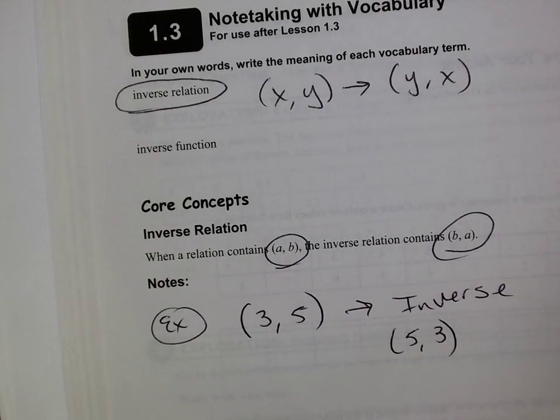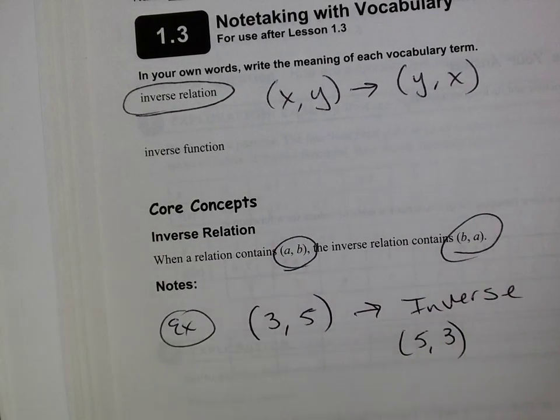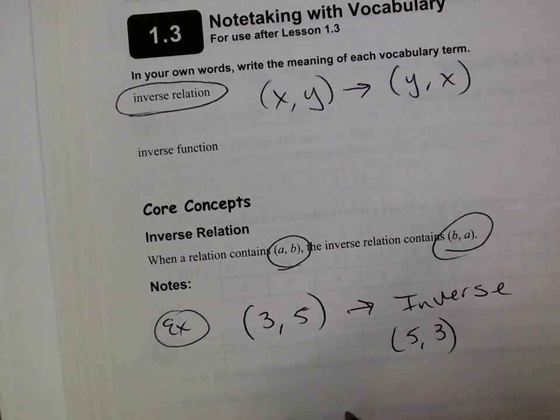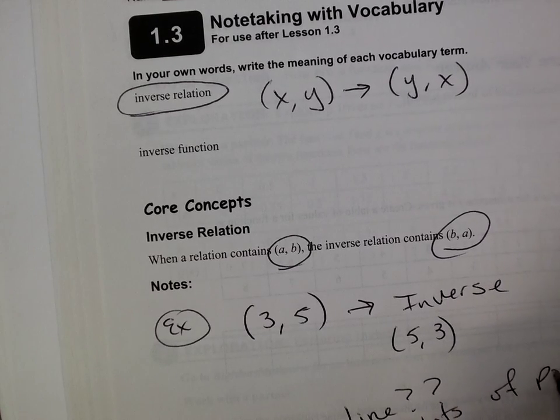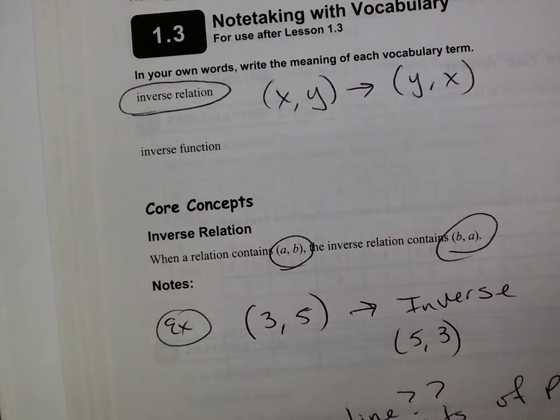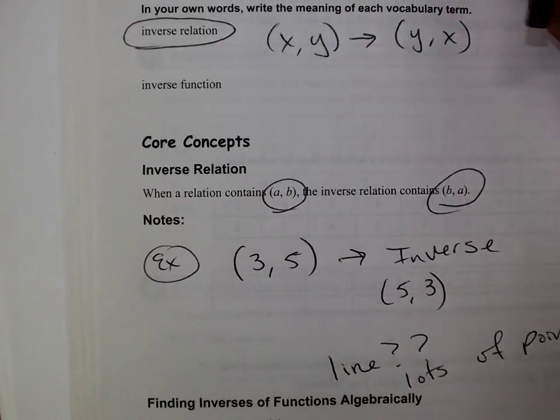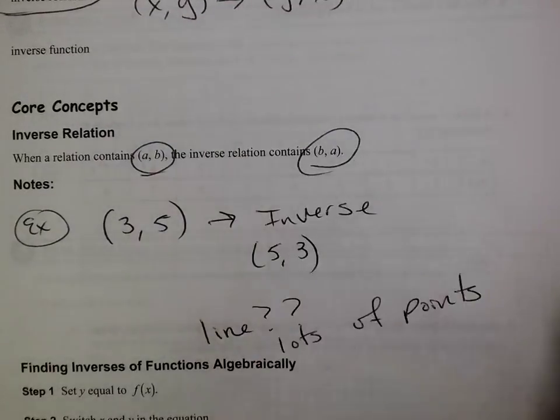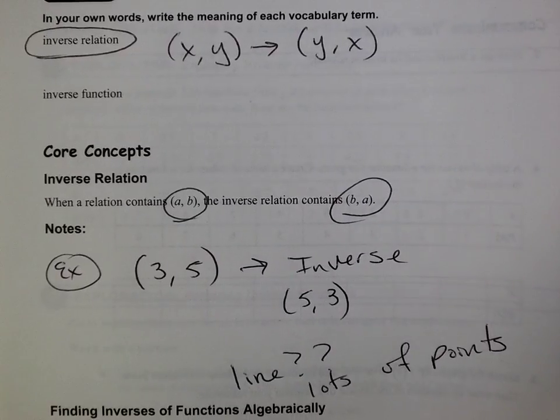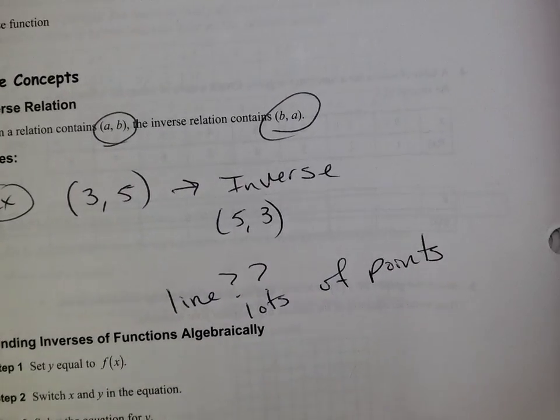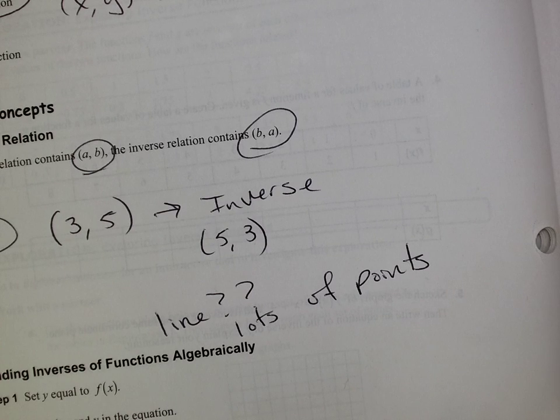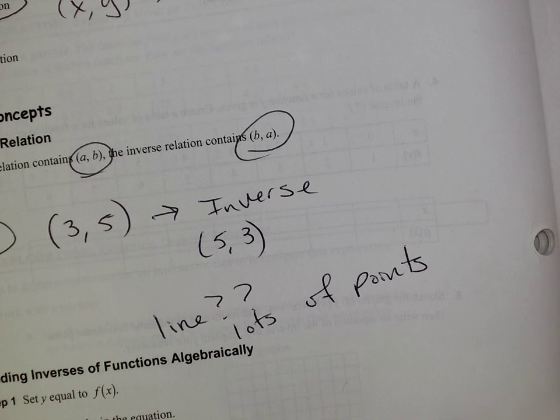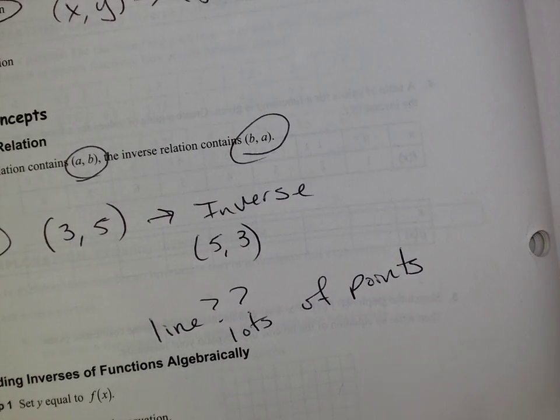Now, if you have a line, and a line is going to have a lot of points, right? Lots of points. Line has lots of points. Well, the problem is with a line, you could graph some points on a line, switch them around, and graph the others. So that's kind of what I want to look at real quickly.